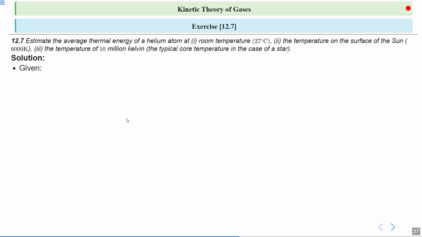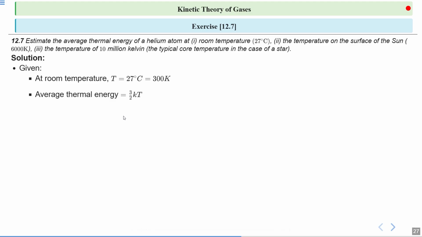So let's begin by listing what we know. We have the temperature at which we want to calculate the average thermal energy. First we will consider room temperature, which is 27 degrees Celsius. This is equivalent to 300 Kelvin. Alright. Now we will use the formula for average thermal energy, which is 3/2 times the Boltzmann constant times the temperature, or 3/2 kT.